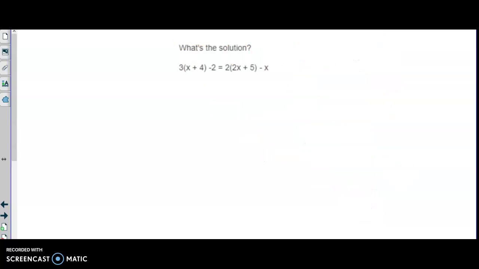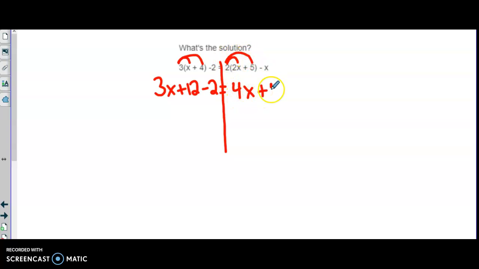All right, what's the solution? Again, we got some parentheses, so let's start off by distributing. 3 times x is 3x, and 3 times 4 is 12, and then I'm just bringing the minus 2 straight down. I'm going to distribute on this side as well. 2 times 2x is 4x, 2 times 5 is 10, and then I'm going to bring the minus x straight down.